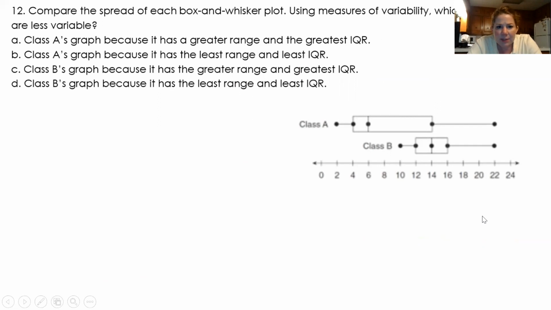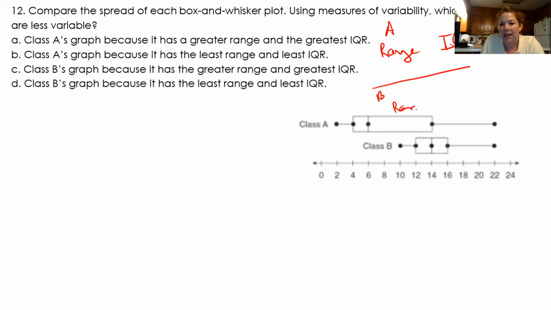All right, number 12 asks about that double box and whisker plot. It says compare the spread of each box and whisker plot using measures of variability. Which is less variable, right? So we're talking about range, overall range, and interquartile range, right? So for class A, let's find out the range and the interquartile range, and then we're going to compare that to class B.